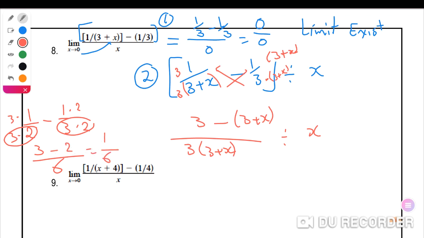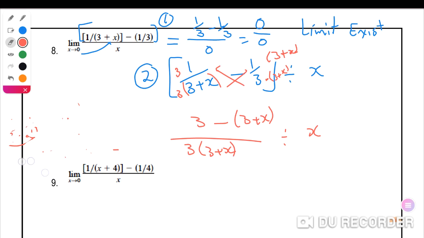As I do with rational numbers, I will do with rational functions. I think it's clear. I just remind you how we do this operation. I think it's so easy. Try to watch the video and understand the lesson.